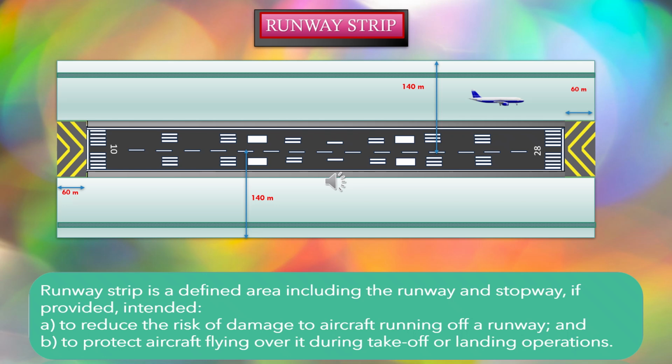With this in mind, we will first explore the definition of a runway strip and later talk about the parameters considered while designing the same. So, the definition of runway strip is: it is a defined area including the runway and stopways if provided, intended to reduce the risk of damage to aircraft running off a runway and to protect aircraft flying over it during takeoff or landing operation.